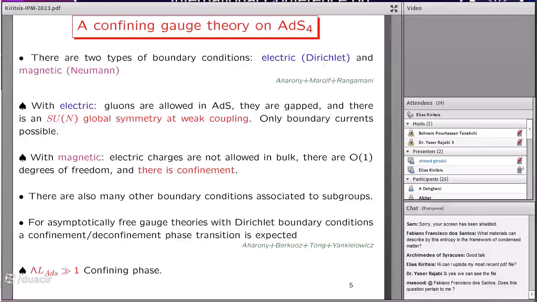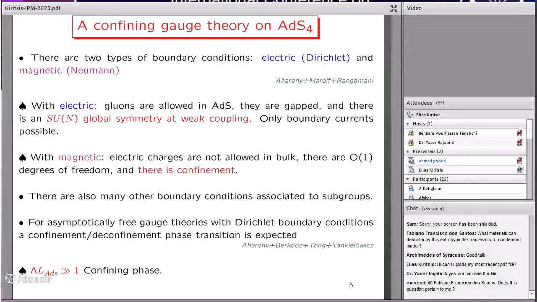And if your gauge group, let's say, is SU(N), you always have an SU(N) global symmetry at weak coupling, because this is basically the symmetry that remains once you move to the boundary. However, this global symmetry has only boundary currents. There are no bulk currents for this global symmetry.